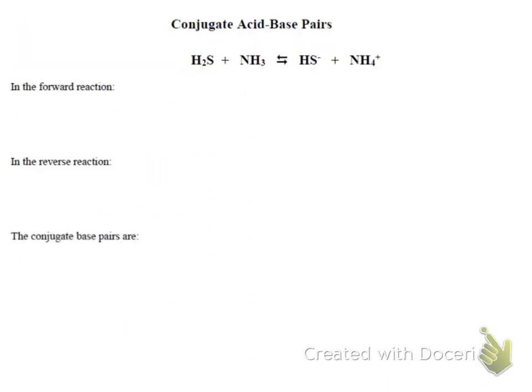So that leads to conjugate acid-base pairs, and we are going to look at this reaction in detail in the forward direction, what's happening, and in the reverse direction. So in the forward direction, you have H2S, and it gets deprotonated to make HS minus, and because it's losing a proton, it acts as an acid. Also in the forward direction, we have NH3, which becomes NH4+, and because it is gaining a proton, accepting a proton, it's going to act as a base.